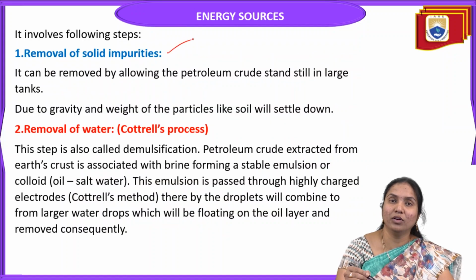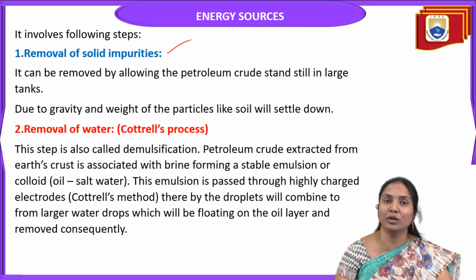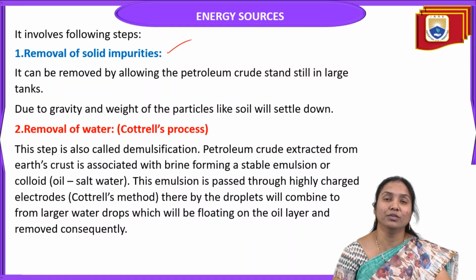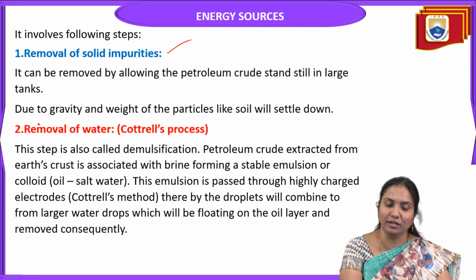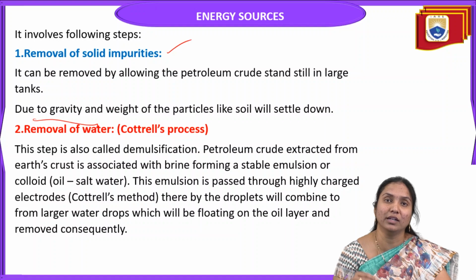So here it involves 4 steps totally. First of all, removal of solid impurities. It can be removed by allowing the crude petroleum to stand still in large tanks. Crude petroleum is passed into a large stable tank and not disturbed for a few hours. In this case, heavy particles like soil settle down at the bottom of the tank due to gravity and their weight.